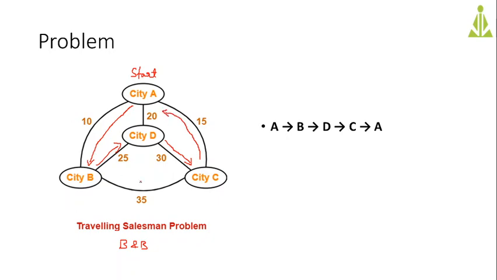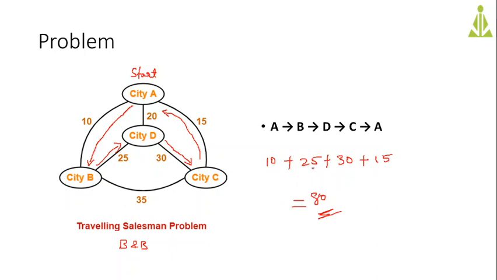So what is the cost? 10 plus from B to D is 25, plus from D to C is 30, plus from C to A is 15. So what is the cost? The cost is 80. The best cost, with the least cost we are completing, visiting all the cities and reaching the home position, from the starting position only.